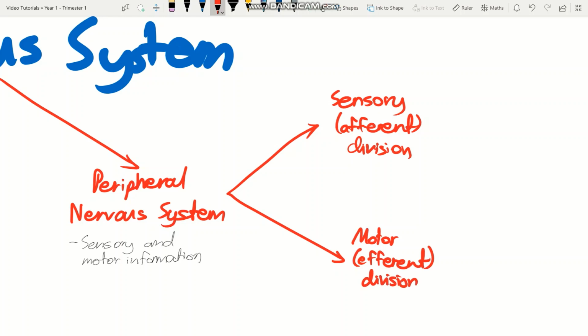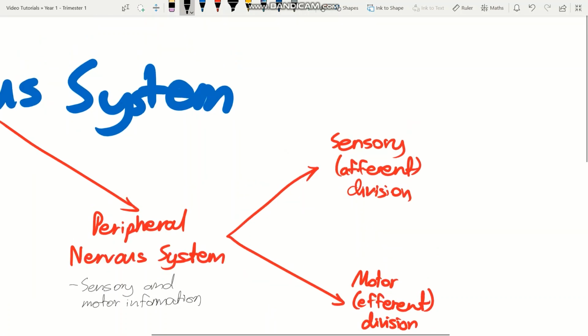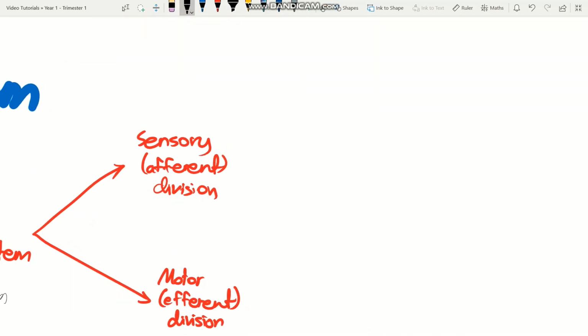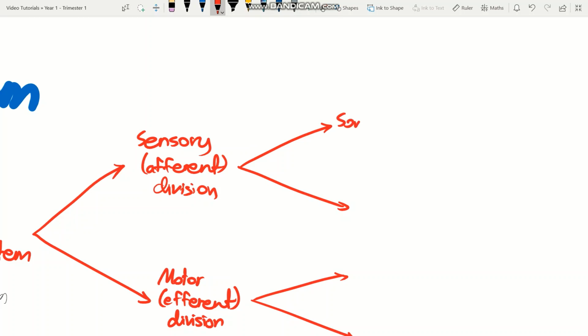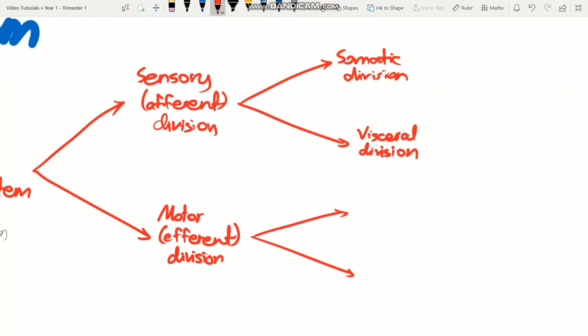Now, the sensory division, as the name suggests, is involved with all sensory inputs into the body. So, believe it or not, the sensory division actually contains two of its own divisions, as does the motor or efferent division. It contains the somatic division, so the somatic sensory division, and the visceral division, or visceral sensory division. And the same case lies with the motor division. So there is a somatic and visceral division.